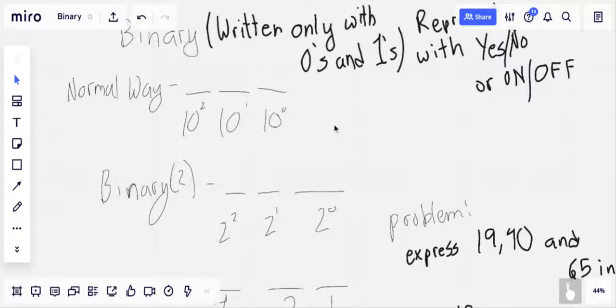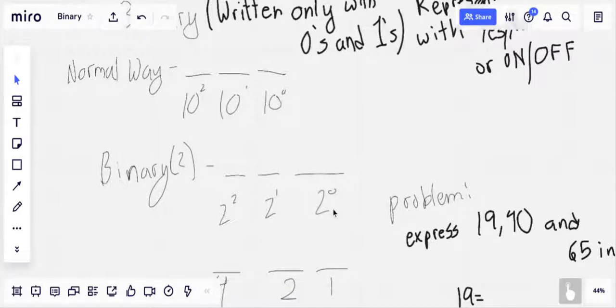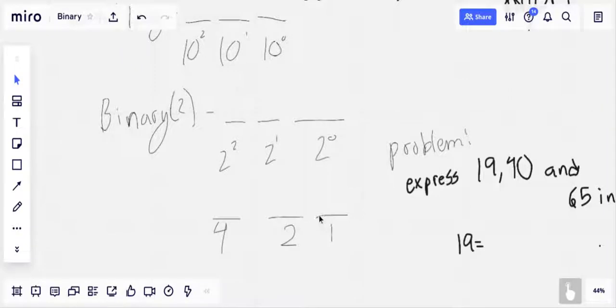Binary operates only in a base 2 system. So the first digit represents 2 to the power 0, the next is 2 to the power 1, the third is 2 to the power 2, and so on. So it would be 1, 2, 4. To represent a number in binary, you find the closest power of 2 to that number, write a 1 on top of it, and then keep on going.